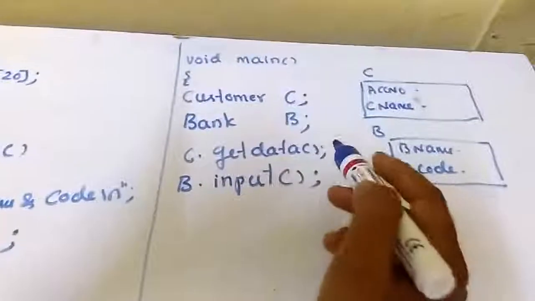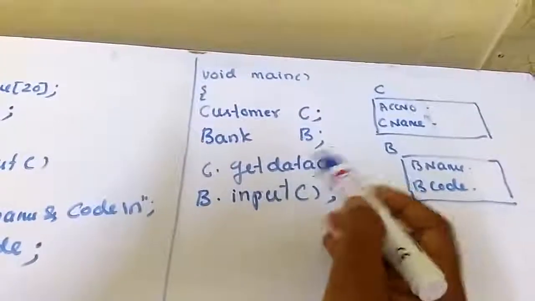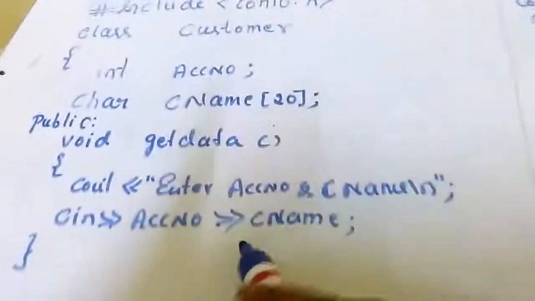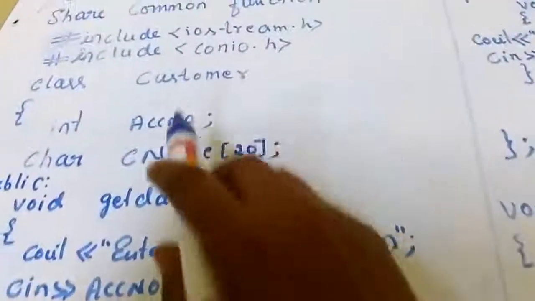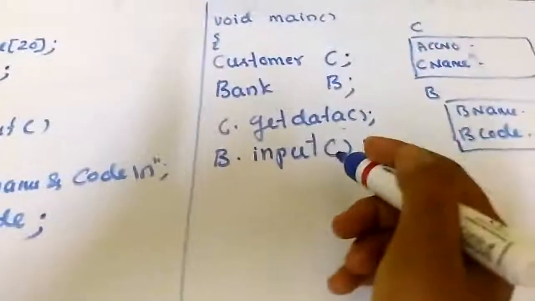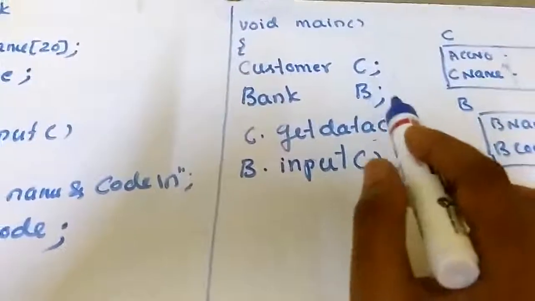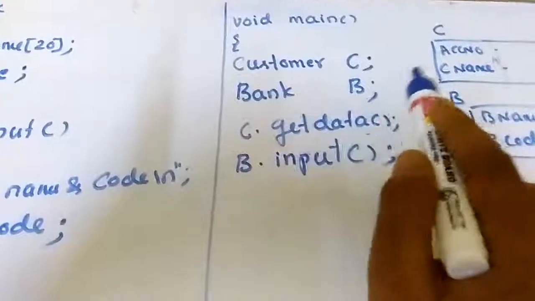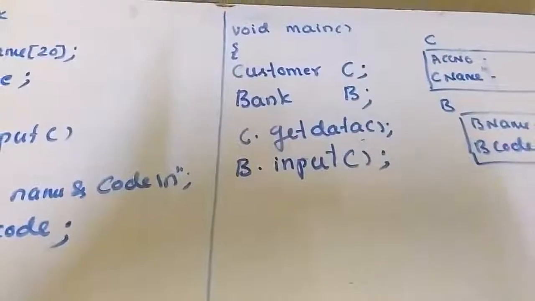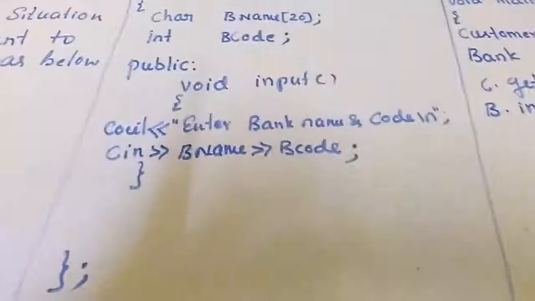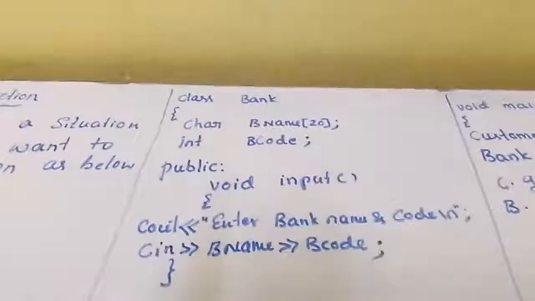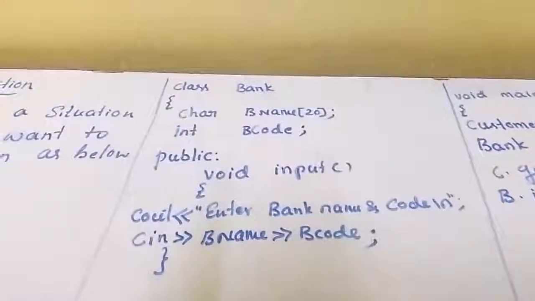Which function is there? GetData. GetData belongs to which class? Customer class. See here, the customer class contains getData. What is the task of this function? It has to read data into these data members. So C dot getData. And another object is there, bank B. I want to read branch name and branch code. That's why I have to call the input function, and this function executes and reads the data to B.